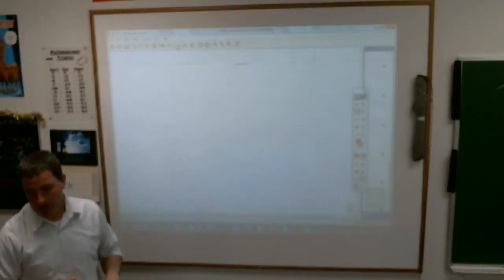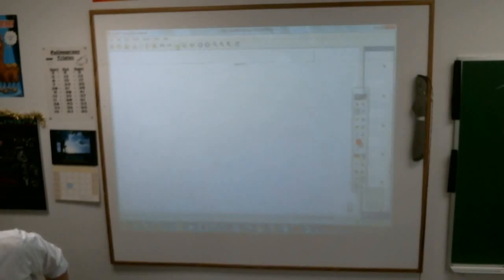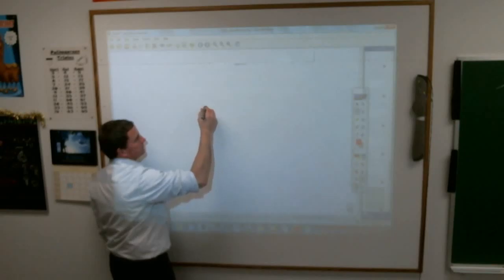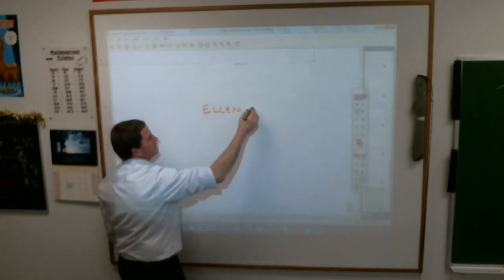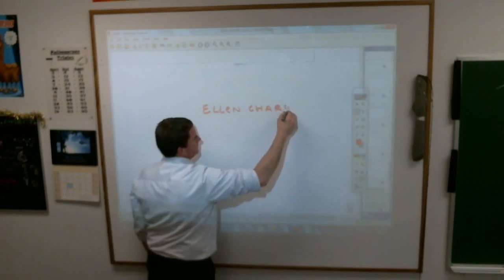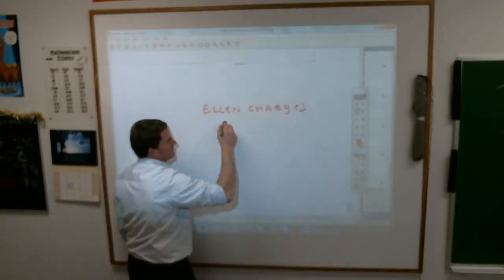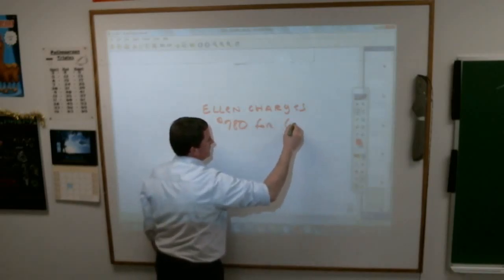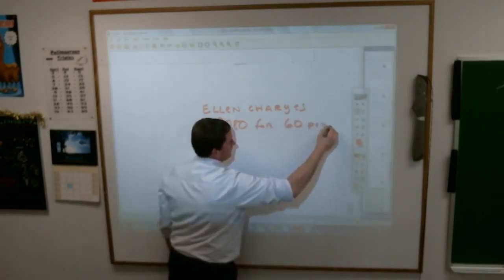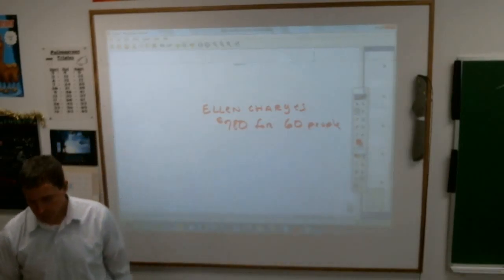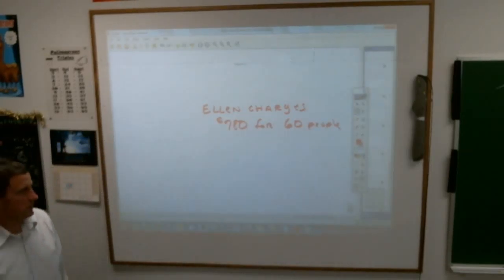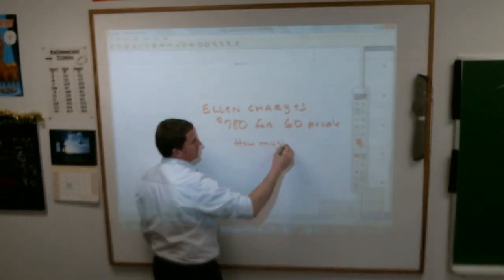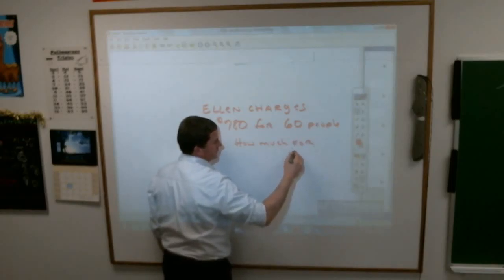Let me write you a problem right out of the book here. Write this down. Ellen charges $780 for 60 people. How much would she charge for 100 people?